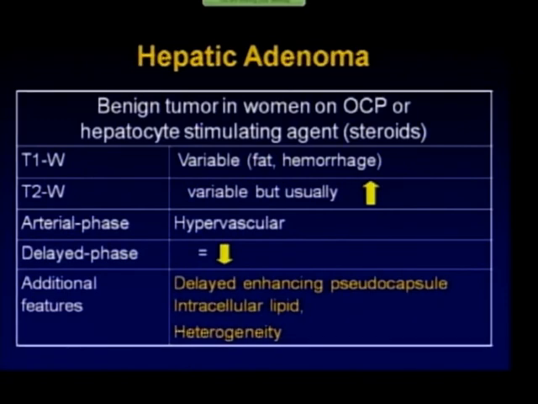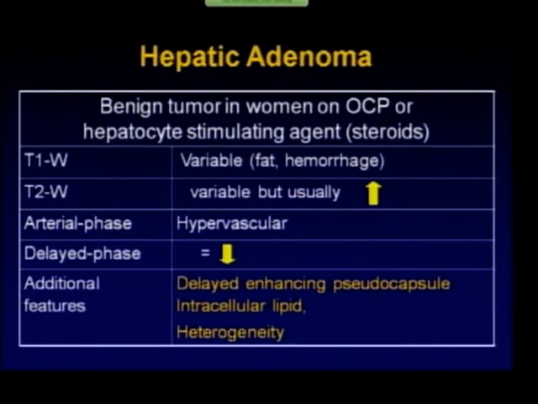On T2 weighted images, again variable but usually hyperintense. Arterial phase, as I said, it's hypervascular. Delayed phase, it's iso-intense, although some books do talk about that. Rarely it can be hypo-intense. Additional features, as I said, delayed enhancing pseudocapsule, as was demonstrated in our images. Intracellular lipid, and it can be heterogeneous if there is hemorrhage or fat within the lesion.